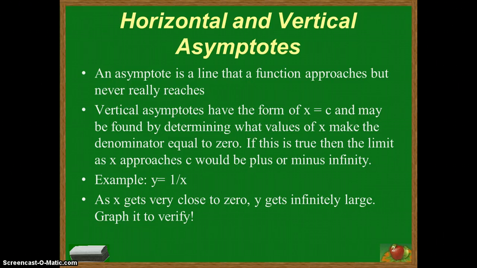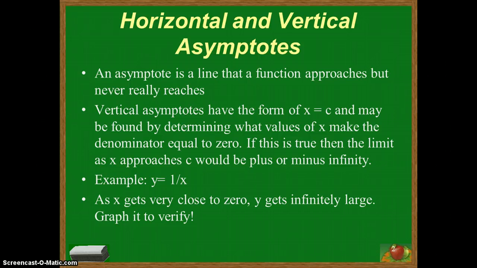Vertical asymptotes have the form of x equals some value c and may be found by determining what values of x make the denominator in a rational function equal to 0. If this is true, then the limit as x approaches that value of c would be plus or minus infinity. It's important to notice that you must check the limit as you approach the value c from the left side and the right side, because you may have a one-sided limit, and that would be a vertical asymptote. So you need to check the limit as you come in from the left and you come in from the right. And we'll get more into that.